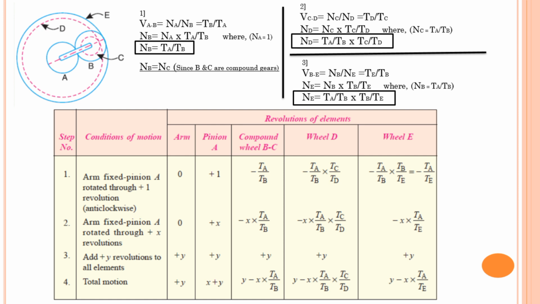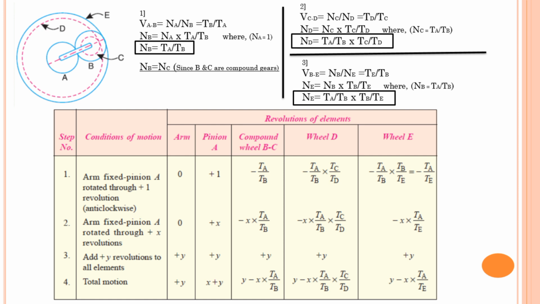In the third condition, add plus y revolution to all elements. To all elements I have given a plus y revolution. This is the third condition. Fourth condition, total motion of all elements, that is the addition of the second condition and third condition, will be there at the bottommost row, that is total motion.